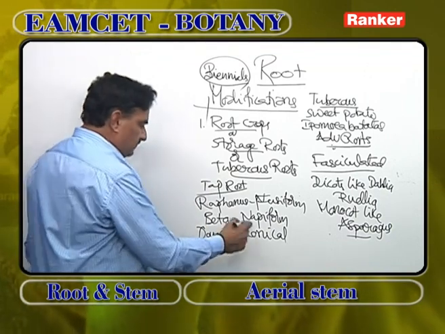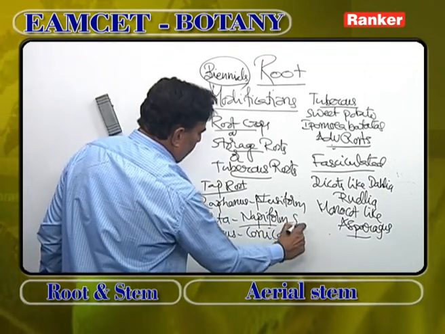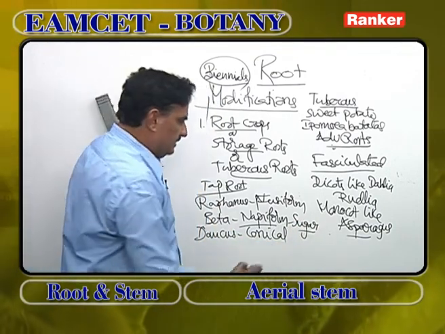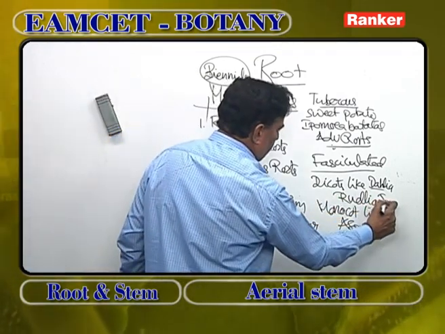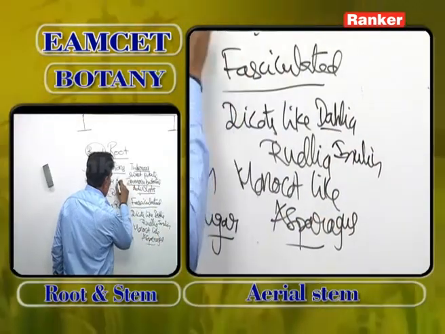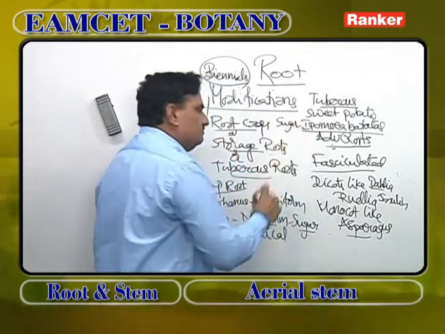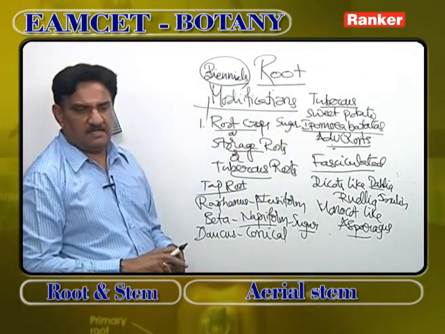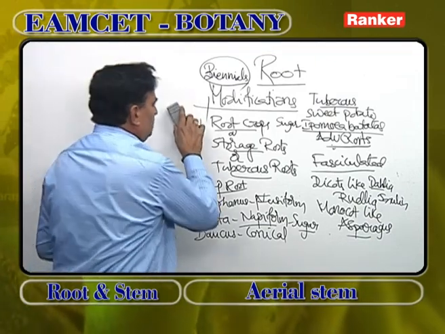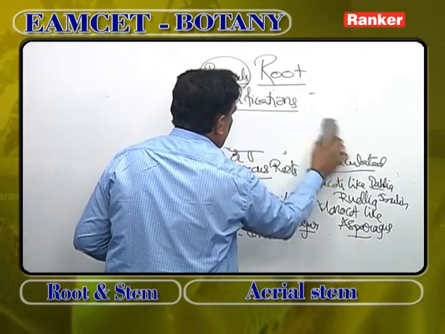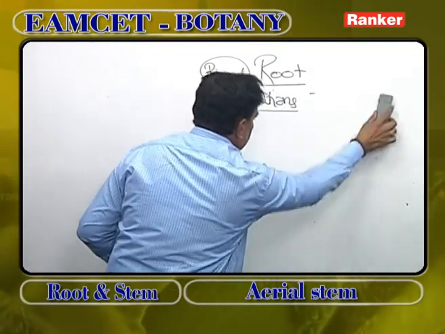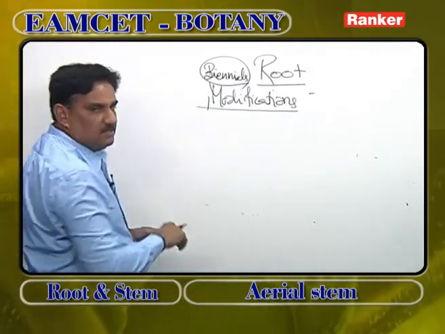Coming to the reserve food material, in Beta vulgaris, the reserve food material is sugar. In the case of Dahlia, the reserve food material is inulin. In the case of Ipomoea batatas, it is again sugar. So, root crops always store carbohydrates or sugars, and they are very, very important economically and also commercially. That is about root crops.